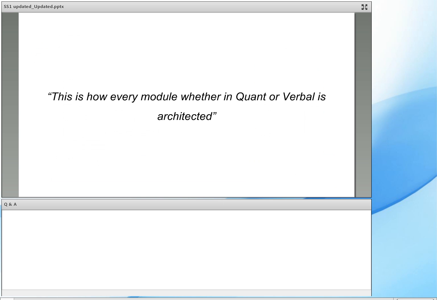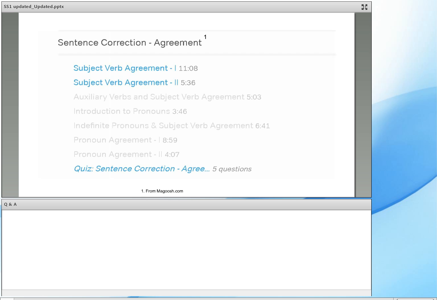And this is how every module, we have close to 100 modules in Quant and Verbal, is architected. The beauty of this architecture is if you know you're weak in a certain module, you can come back to that and revise it. If you know you're strong in the same, you can avoid studying that module altogether.